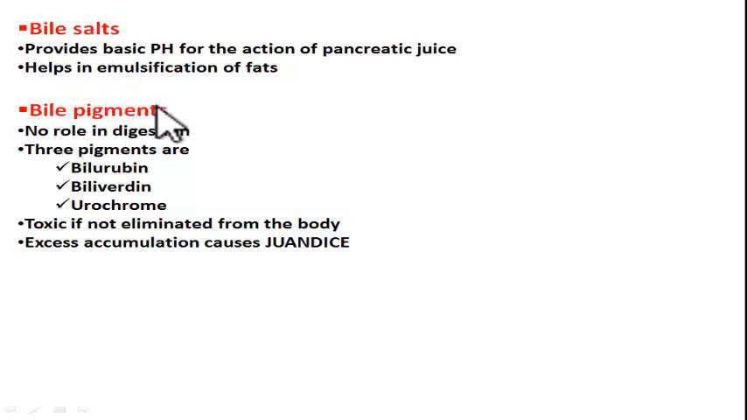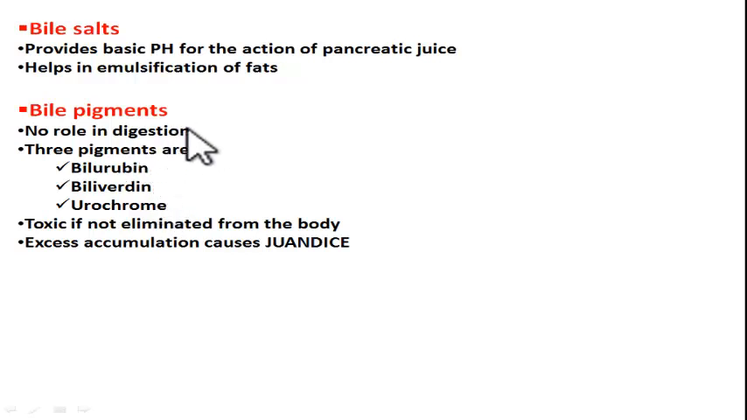Next, the other components are bile pigments. Do they have any role in digestion? No, they are pigments. Pigments means colored substances. There are three pigments: bilirubin, biliverdin, urochrome. All these pigments are yellow in color. So our bile juice is yellow in color. Got it? Now what is the role of these pigments?